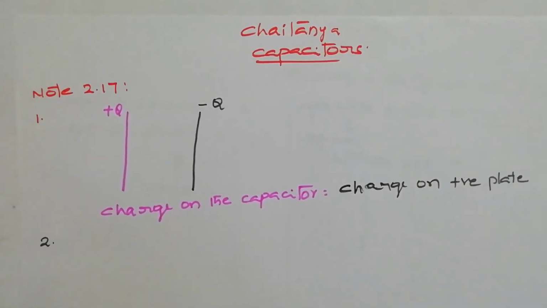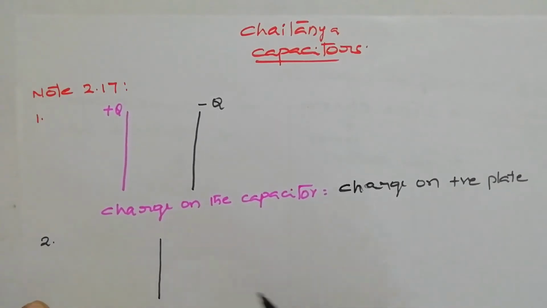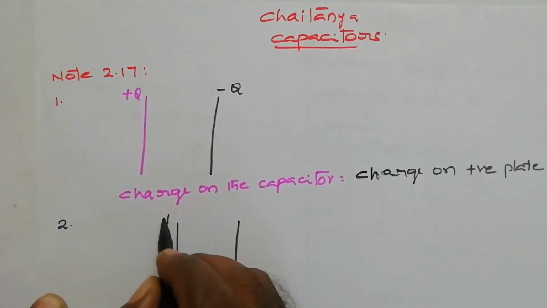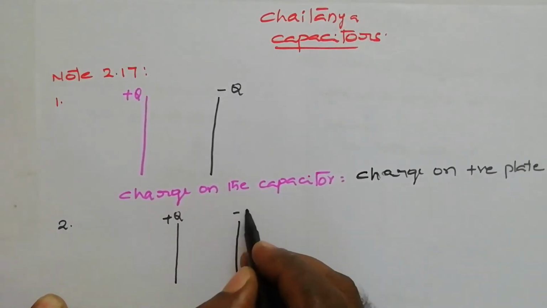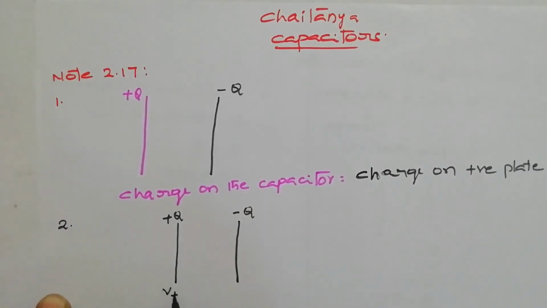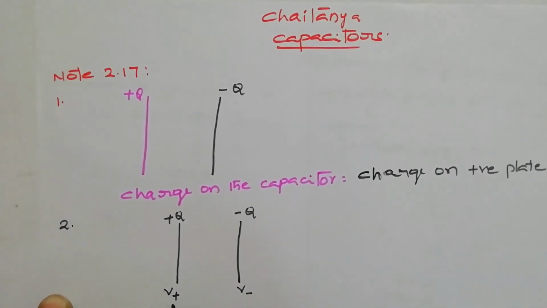Let us discuss the second point. Let us consider a capacitor. There are two plates in the capacitor. One plate has positive charge and another plate has negative charge. Similarly, one plate is at positive potential and another plate is at negative potential. So this is at higher potential and this is at lower potential. There is a potential difference between the plates of a capacitor.